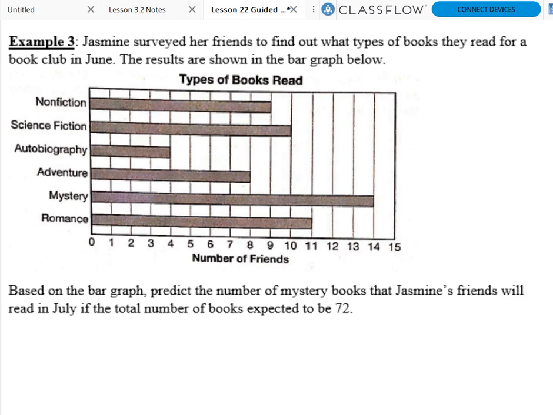Okay, so the first thing that we want to look at is how many total books are represented in this bar graph, right? So this is for June, right? So they already tell us that July we're expecting 72. So this one has a total of 9 books, 10 books, 4 books, 8, 14, and 11. So we're going to add up all of those to figure out what total number of books were read in June, not July.